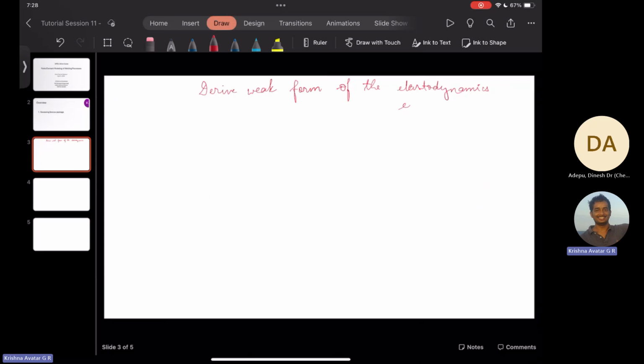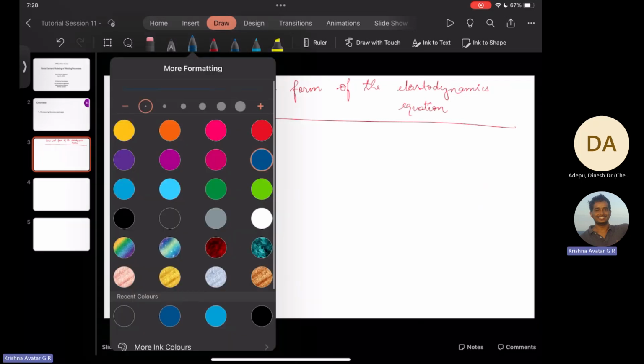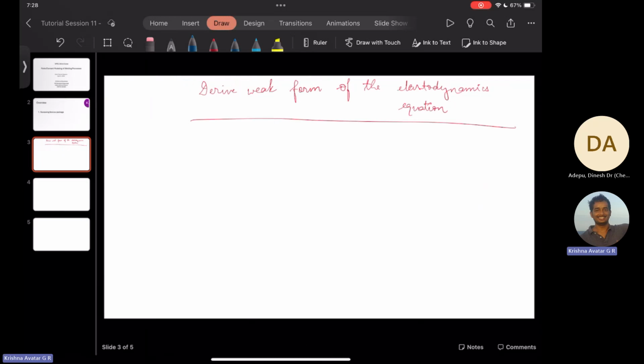And what you will see is this elastodynamics equation. This equation is valid for any loading scenario, be it mechanical, non-mechanical, electrical, or magnetic loads. Any loads we can have. Let me write the strong form. So this is the strong form.